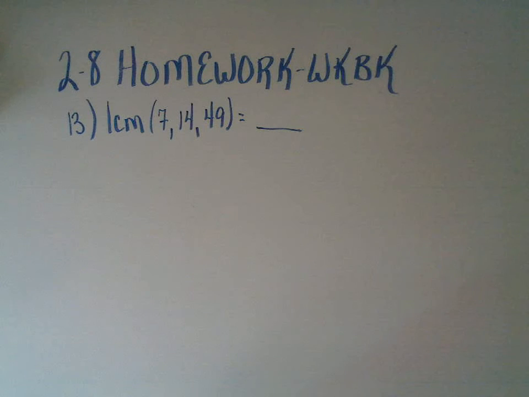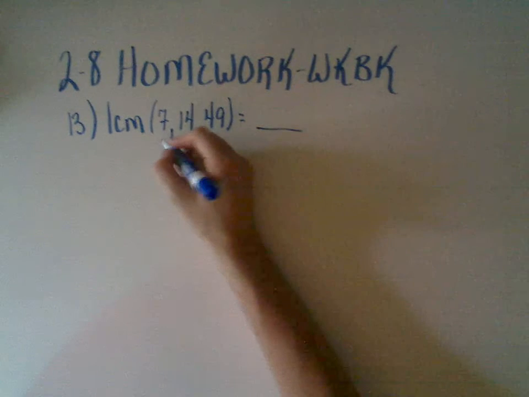Now, even though some of the problems have more than two numbers, the technique really doesn't change. Here's number 13, where we're asked to find the least common multiple of 7, 14, and 49. So what I want to do is do the factor tree technique. So I'm going to do a simple factor tree for 7, 14, and 49.